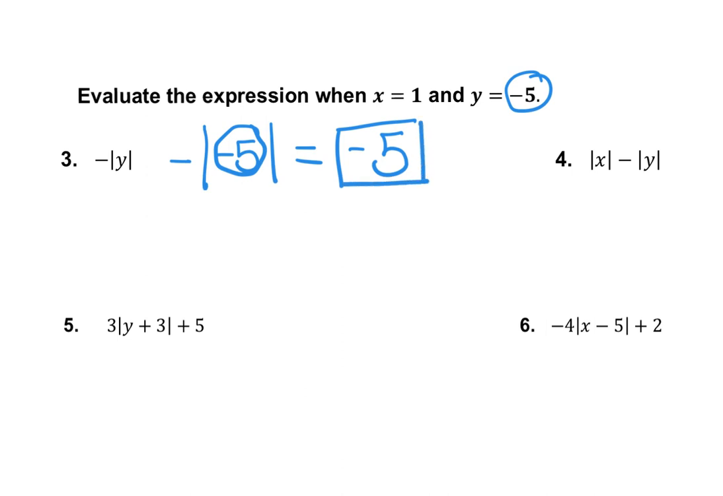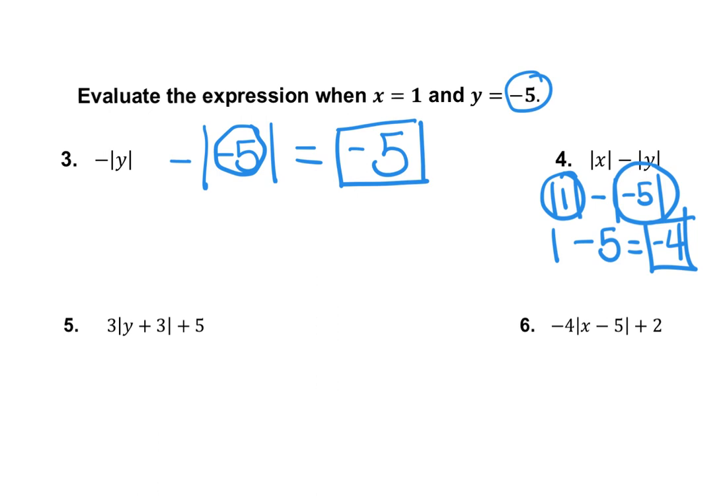For question number 4, we have the absolute value of x, so absolute value of 1, minus the absolute value of negative 5. Again, we need to evaluate these first. 1, I'm going to have minus, and then the absolute value of negative 5 is 5, and 1 minus 5 is negative 4.